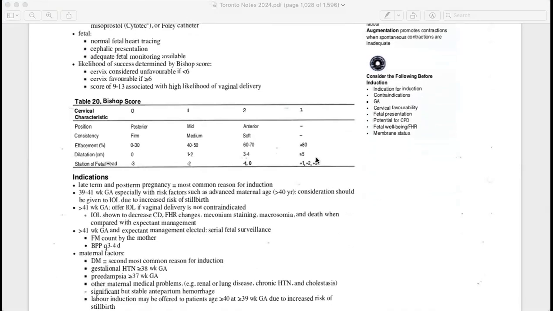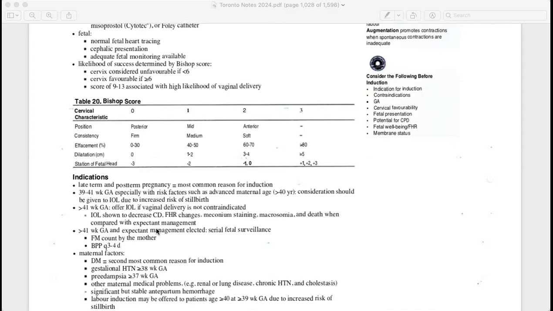Now, indications. The indication is late term and postterm pregnancy, the most common reason for induction, because if the pregnancy is prolonged, this can lead towards fetal death. So at 39 to 41 weeks, and with maternal age more than 40, you are going to start with the induction of labor. At more than 41 weeks, you offer induction of labor if vaginal delivery is not contraindicated. But if it is contraindicated, then you go for cesarean delivery.